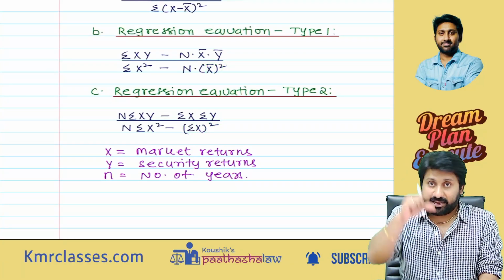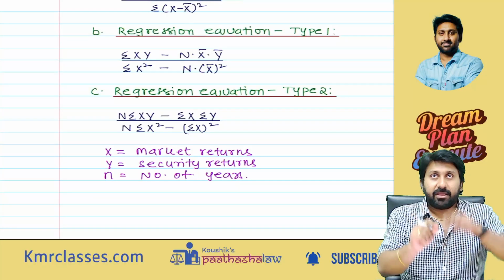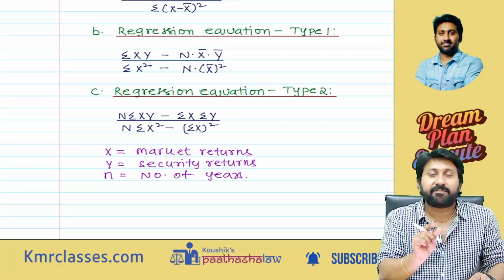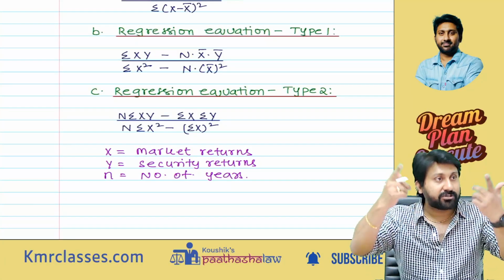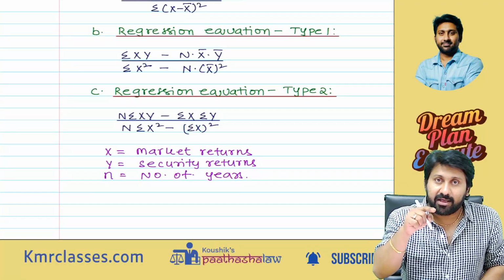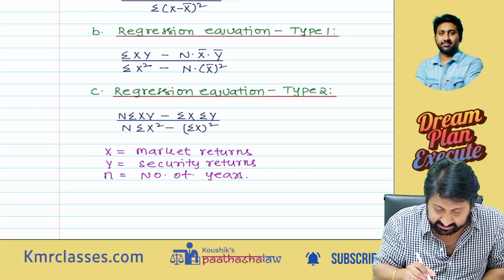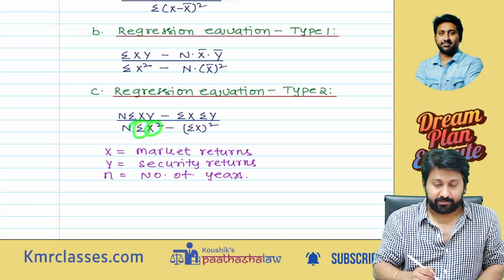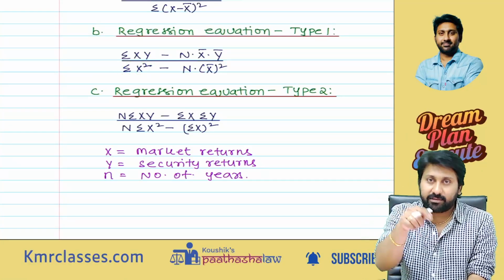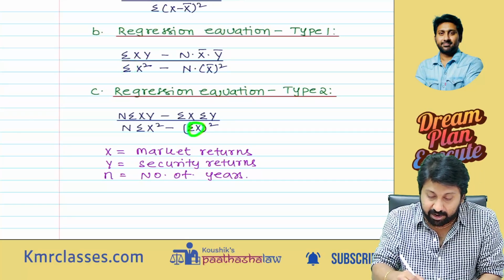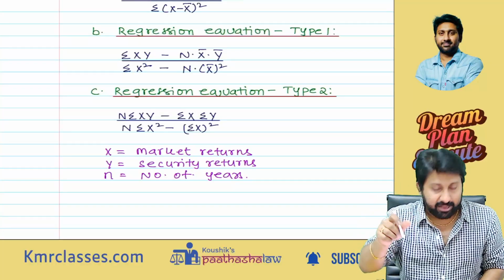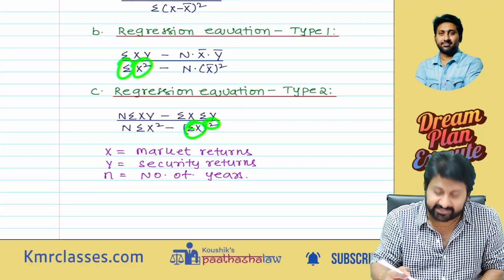X means what? Market return. Take all the market returns: 10%, 12%, 15%. Total some percent will come. That into square. Sigma x square, not sigma of x square. Sigma x whole square is different. This is x square sigma: market return square, total them. This is sigma x square. Clear? X square sigma is different; sigma x square is different.